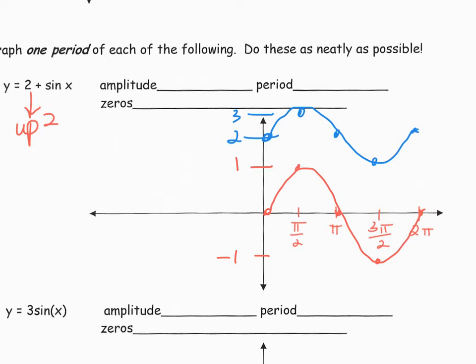Amplitude, remember, is measured from the middle of your graph, here's the middle of my graph, up or down. So amplitude on this one is still 1. Period, I haven't changed it, so it's still 2 pi. Now look at the blue graph. I moved it up 2, so it never touches the x-axis anymore. So I'm going to say none for zeros.